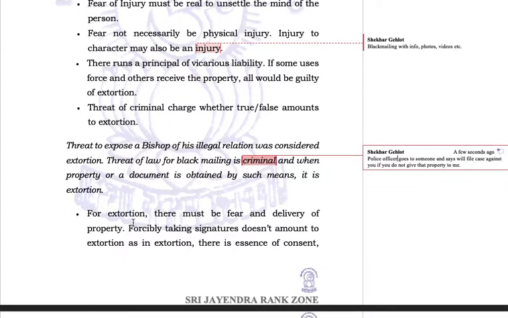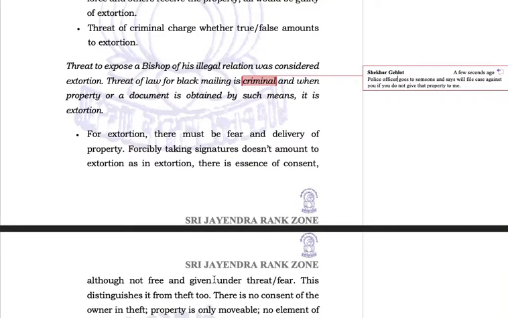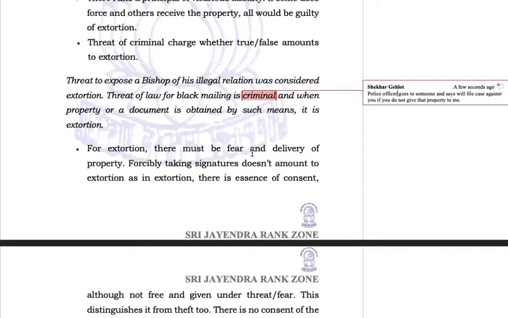For extortion, there must be fear and delivery of property. Now, for the offense of extortion, there must be fear and delivery of the property as well. Forcibly taking signatures doesn't amount to extortion, as in extortion there is a sense of consent, although not free and given under threat. So something which is done forcibly will not become extortion.